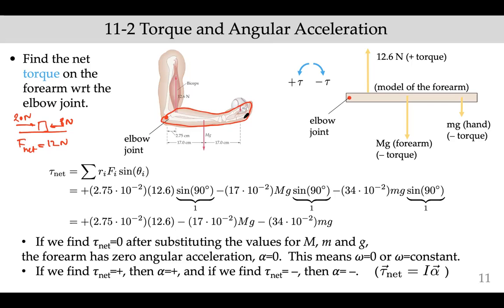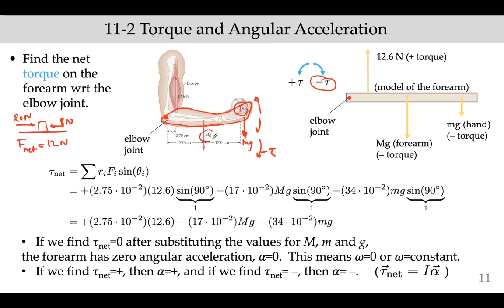We will do the same thing, but now for the torque. This forearm may rotate in this way or in this way, clockwise or counterclockwise, because of these forces. Some of these forces, for example, the mg of the baseball, it's down. If you think of this elbow joint, this small mg will try to rotate the arm in a clockwise direction, which is negative. So this will create a negative torque.